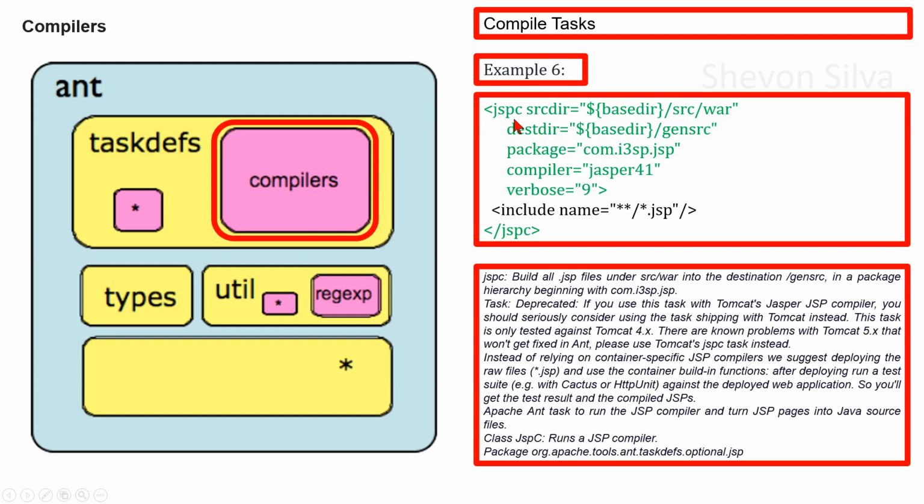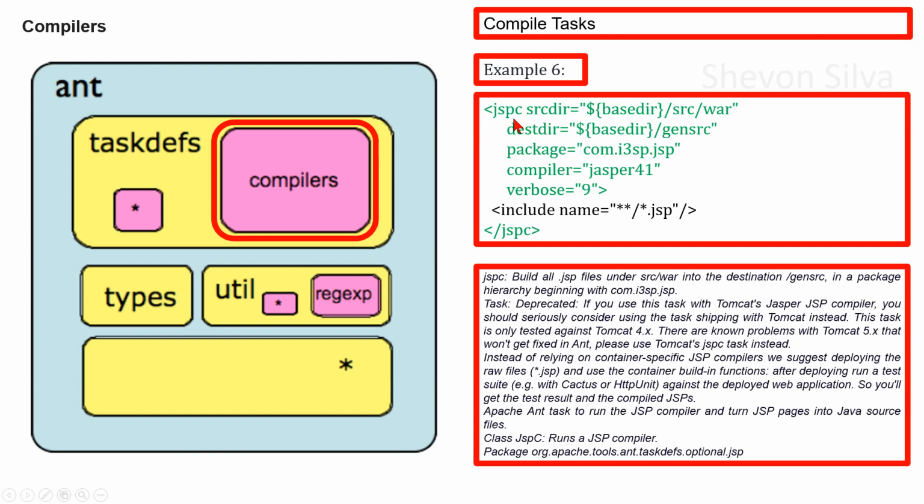Instead of relying on container specific JSP compilers, we suggest deploying raw *.jsp files and using the container's built-in functions. After deploying, run a test suite, for example with Cactus or HttpUnit, against the deployed web application. So you will get the test result and compile JSPs.